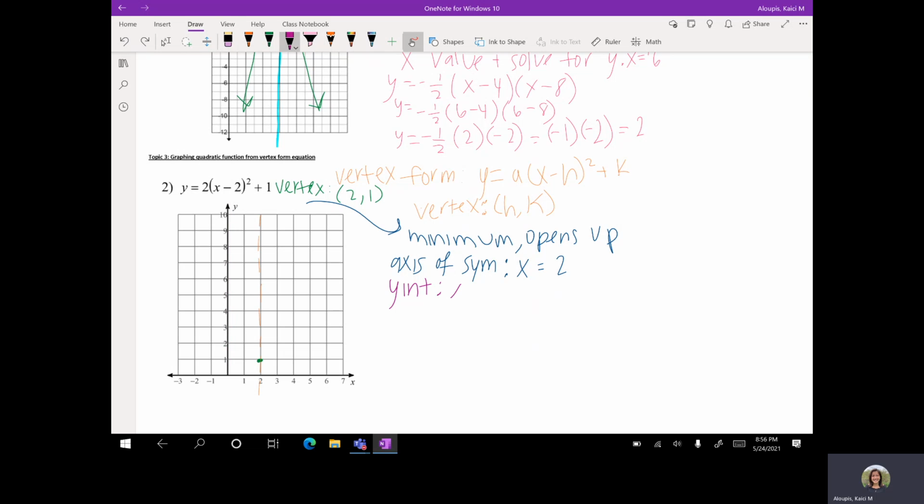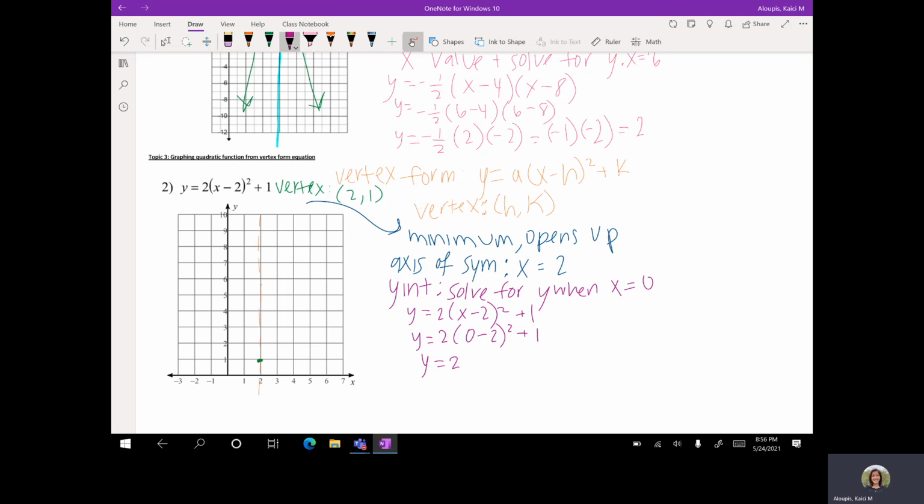So that's going to be solve for y when x equals 0. So we're going to solve for y. We don't know what y is. Here's our equation. y equals 2 times the quantity of x minus 2 squared, add 1. So wherever I see x, I'm going to plug in 0, and I'm going to evaluate for y. y equals 2 times 0 subtract 2 squared, add 1.